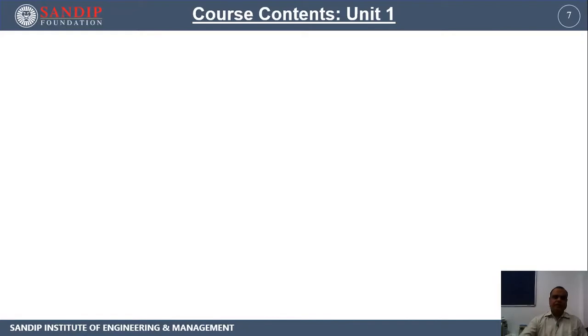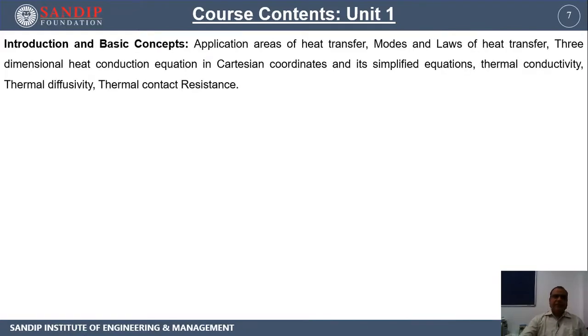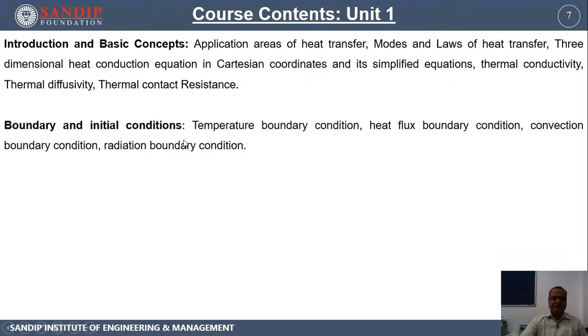So first unit of that is we are going to have some introduction to the basic concepts like application areas of heat transfer, different modes of heat transfer, then the three-dimensional heat conduction equation. We are going to derive for the Cartesian coordinate system, and of course, we are going to make it simple with some simplified assumptions, and we are going to define properties like thermal conductivity, thermal diffusivity, and their respective application areas. Then the second part of unit number 1 is boundary and initial conditions.